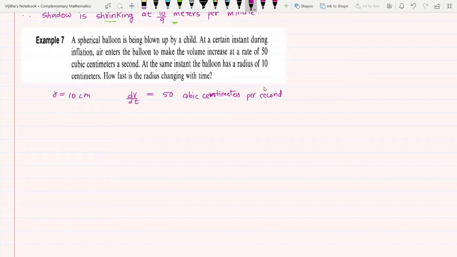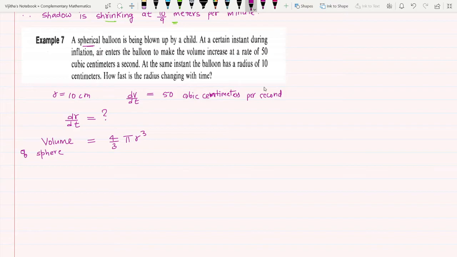Now our aim is to find how fast the radius is changing with time. So our aim is to find dr by dt. So this we have to calculate. We know that the volume of a sphere is given to be 4 by 3 pi r cube. This is the formula for the volume of a sphere, because as it is a spherical balloon, it will look like a sphere, where r is the radius of the sphere.